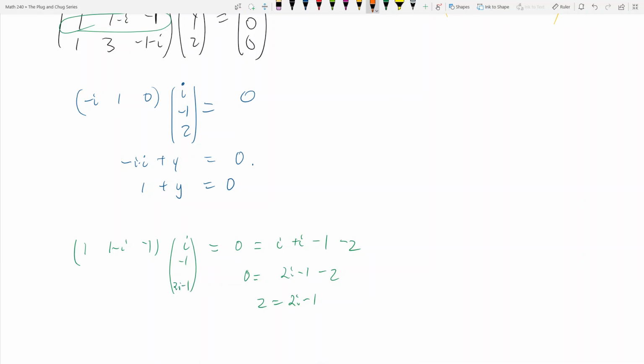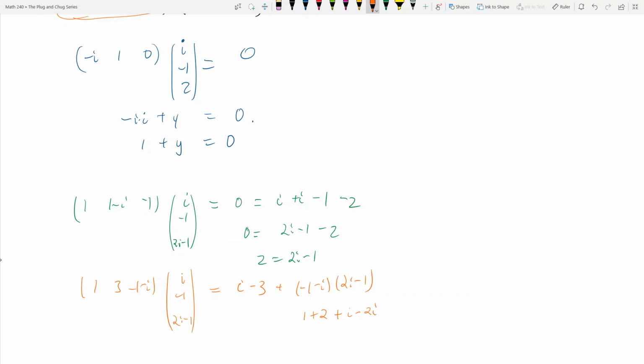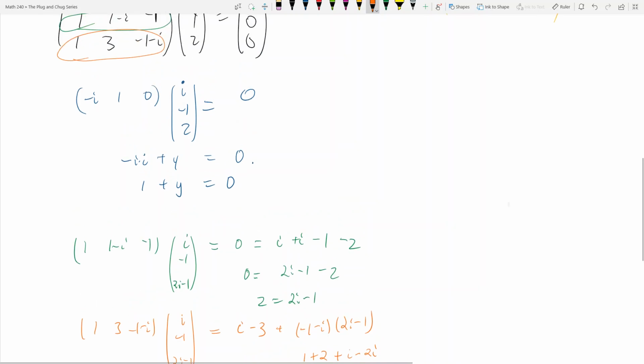And then so z is equal to 2i minus 1, and then you can just use as a check for this last row then, 1, 3, negative 1 minus i times i, negative 1, 2i minus 1, and you'll get i minus 3, and then you'll get plus negative 1 minus i times 2i minus 1, which is equal to what? 1 minus 1 plus 2, that's where the 2 comes from, and then plus i minus 2i. And so this is then 3 minus i, right? So you get i minus 3 plus 3 minus i, which is equal to 0. And so, yeah, this is our complex value eigenvector.